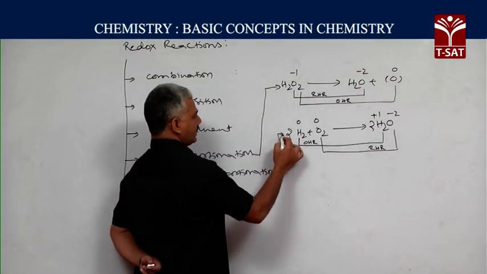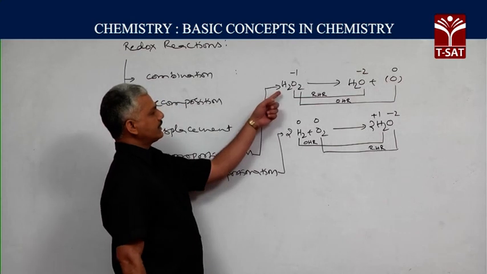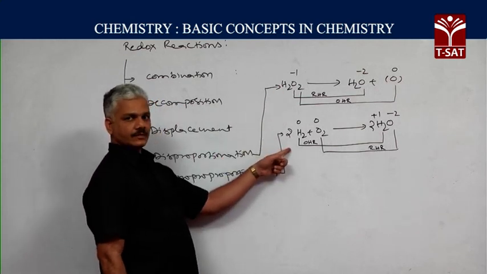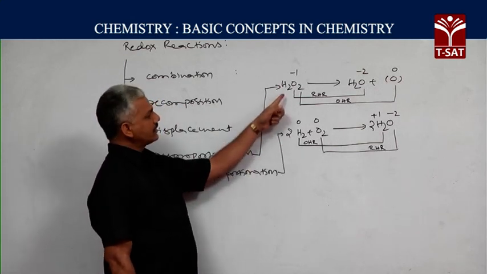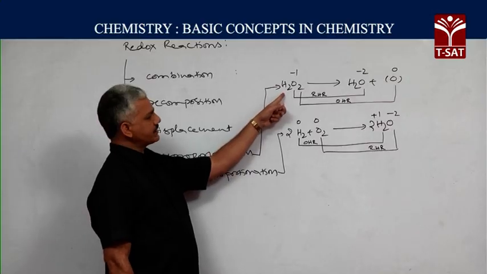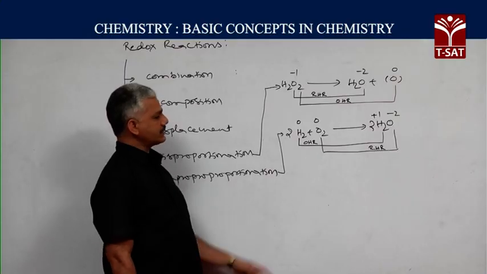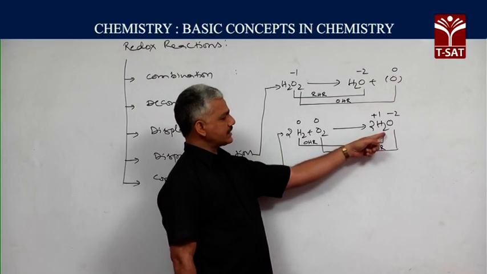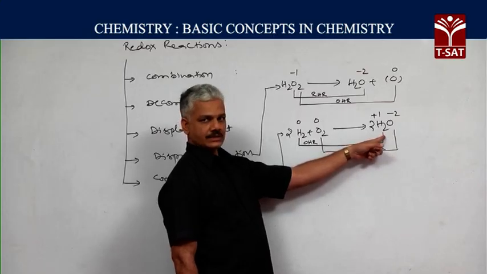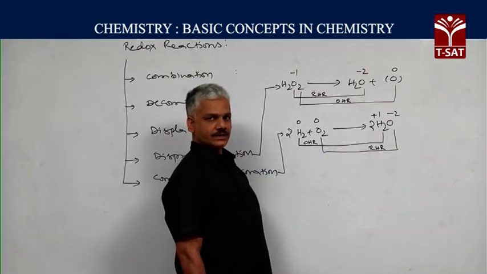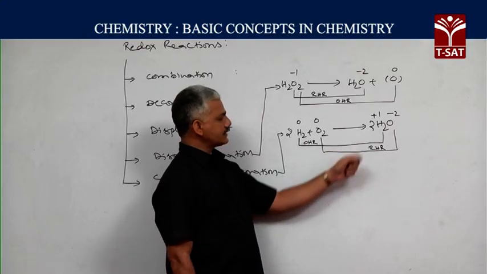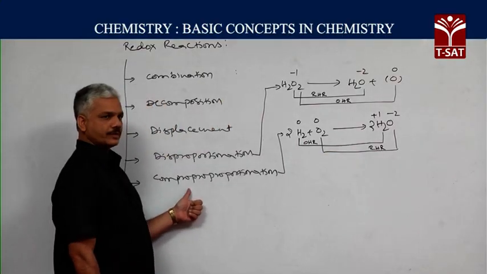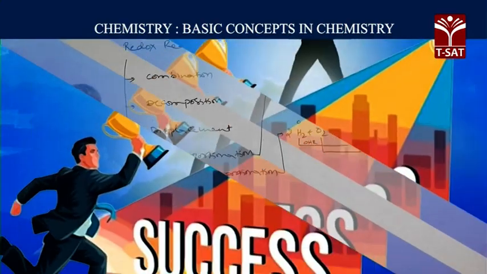Now, as you can see, the difference between disproportionation and comproportionation reaction is that in disproportionation the substance undergoing both oxidation and reduction is present on the reactant side, whereas in the comproportionation reaction the substance undergoing both oxidation and reduction is present on the product side. So, this is an example of a comproportionation redox reaction.